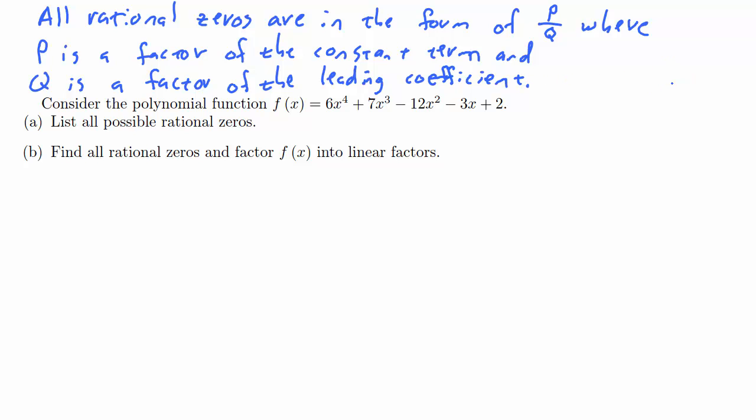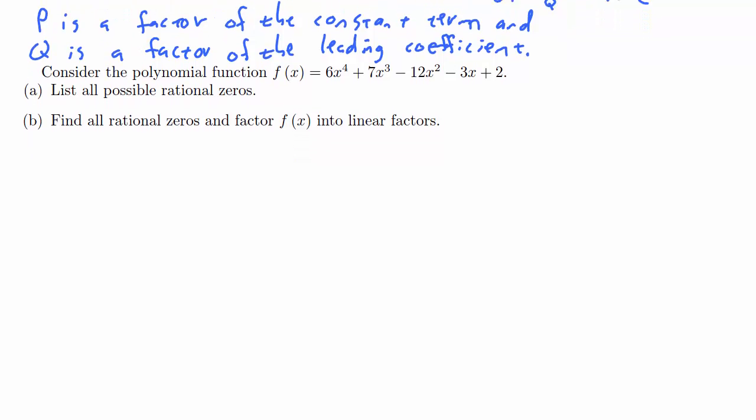Now, this rational zeros theorem only finds all the possible rational zeros. By rational, we mean fraction. If it's an irrational number or a non-real complex number, it will not be in this set. However, we can use this to find possible rational zeros.